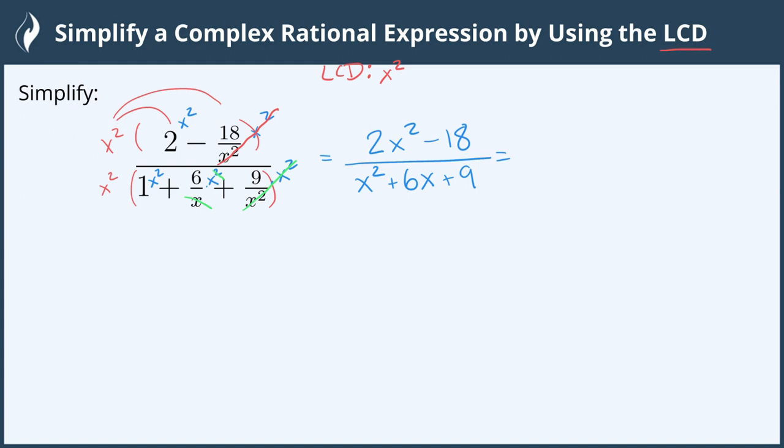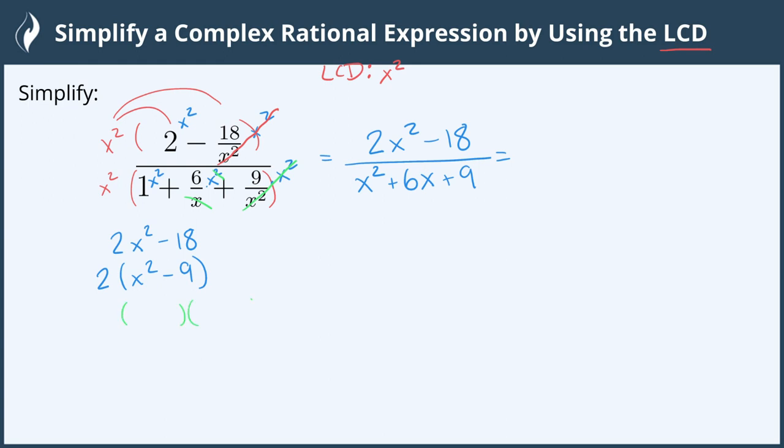So what we're going to do is factor the numerator and denominator to see if there's anything else that we can simplify. The numerator, let's come over here and we'll factor the numerator right here. We have a common factor here between the 2 and the 18. So let's factor out the greatest common factor of 2, which leaves us with x squared minus 9. And that follows the pattern of a difference of squares.